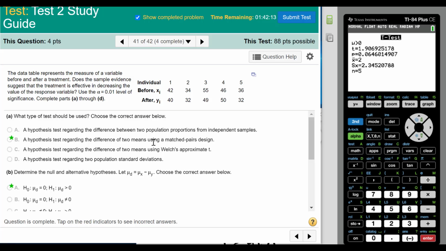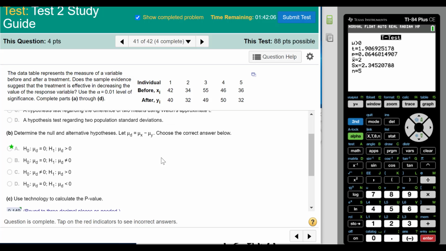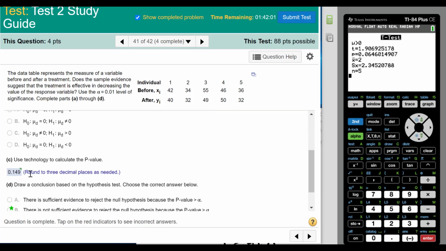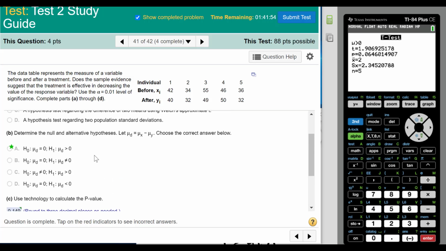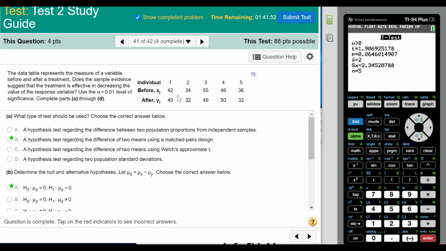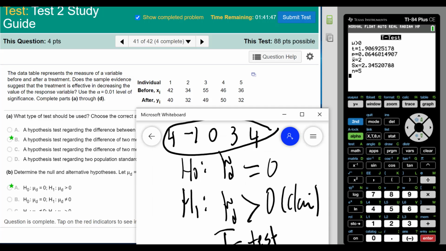Okay, we're testing the difference using matched pairs. Matched pairs means before and after. It's the same person before and after. Dependent samples, that's what I put here. As you notice, guys, mu d is greater than 0. The p-value is... Oh, I got different answers because we got different numbers here. Once I said show completed problem, it gave me different numbers.